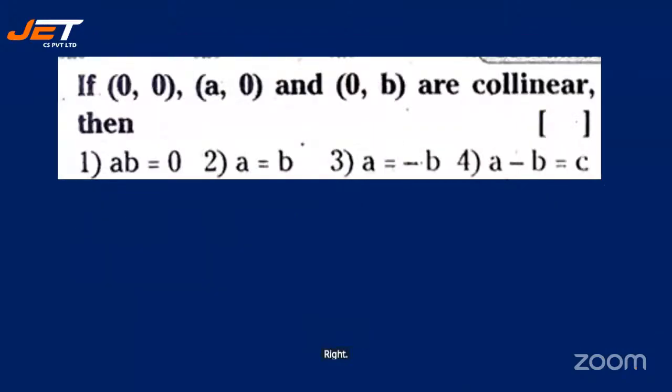If 0, 0, a, 0 and 0, b are collinear, then 4 options are given: ab is 0, a is equal to b, a is equal to minus b, a minus b is equal to c. Right? So what is the correct answer? If 0, 0, a, 0 and 0, b are collinear, then which answer is right?